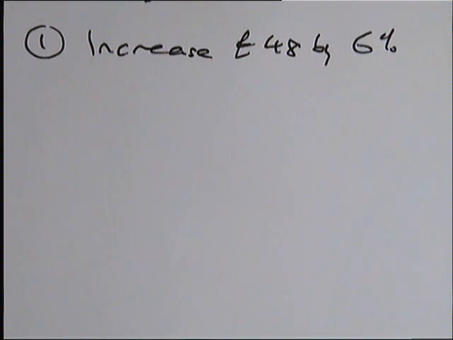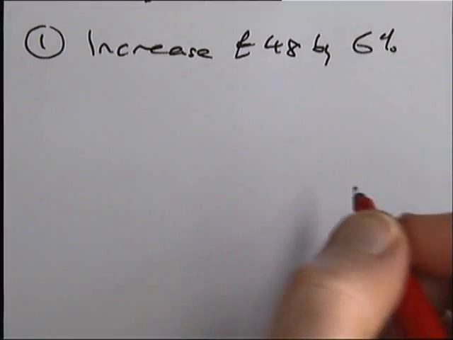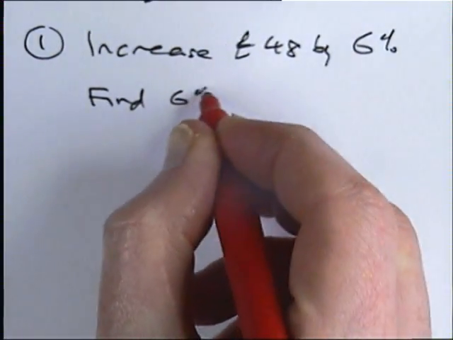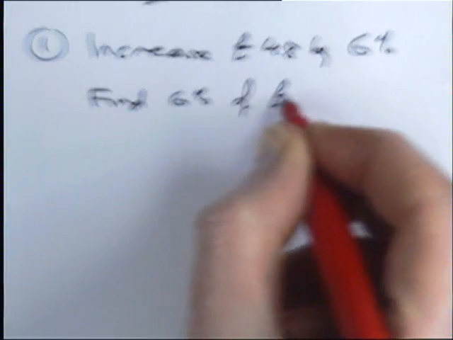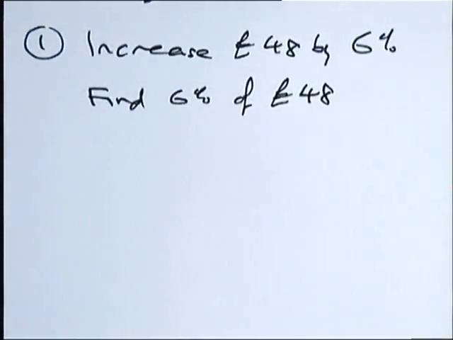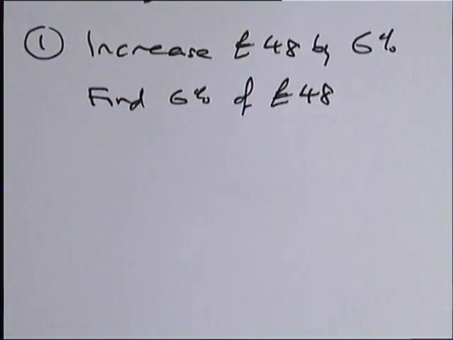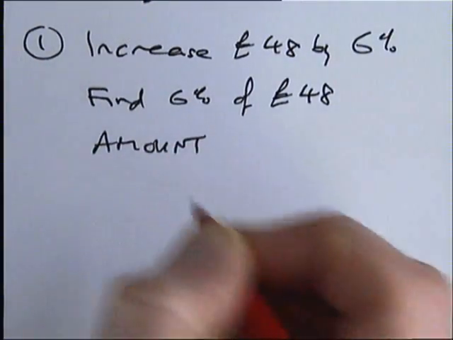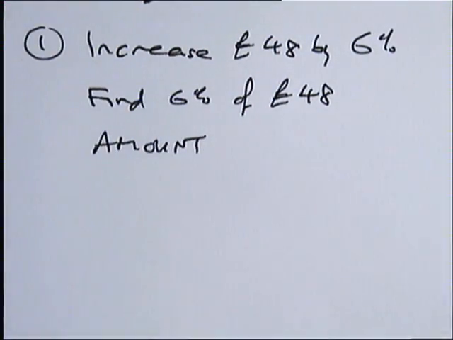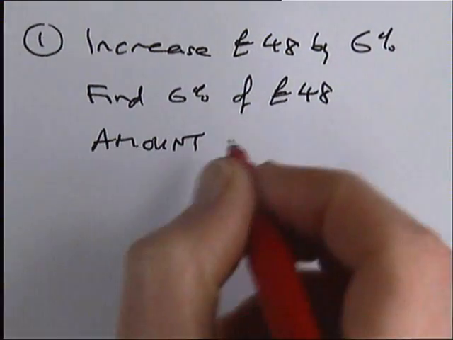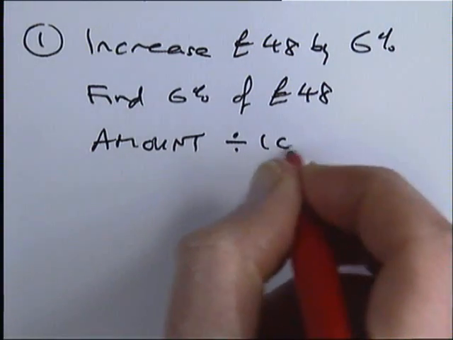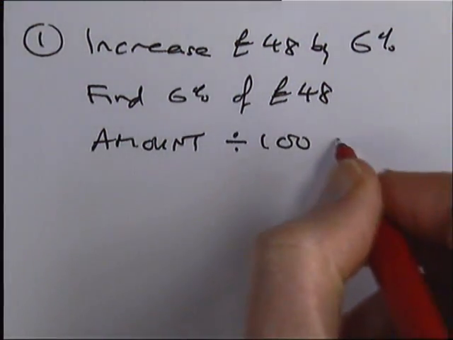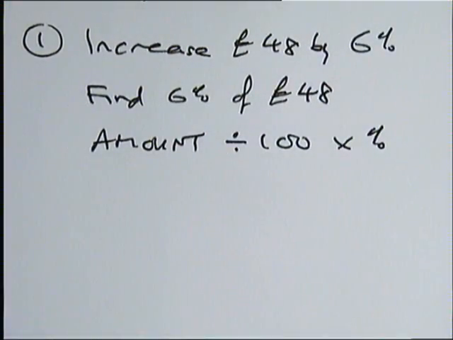If we're looking at this question again and assuming that we do have a calculator, the first thing we've still got to do is to find 6% of £48. Now different calculators' percent buttons work in different ways, so I'm going to show you a way that will work on any calculator. You always start with your amount of money or weight or whatever it is, so here that will be our £48. You then always divide by 100 on the calculator, that will always give you 1%. And then you times by your percent number.